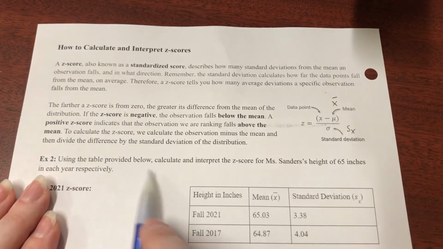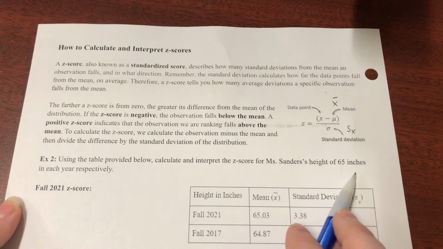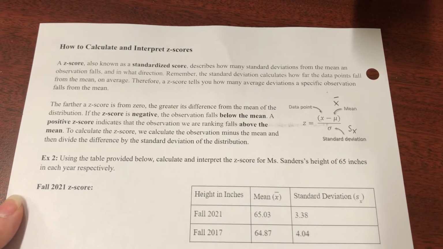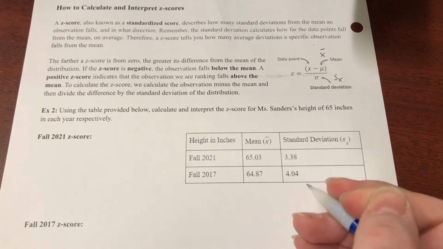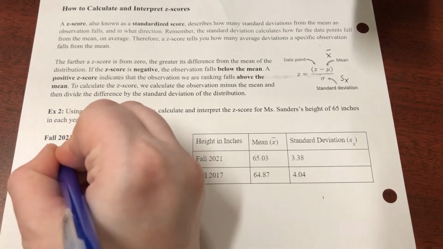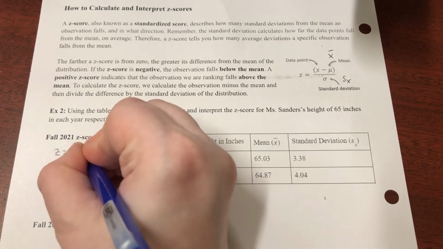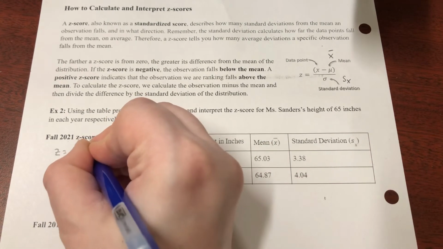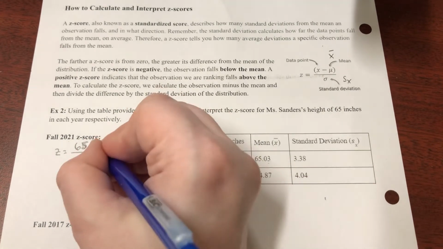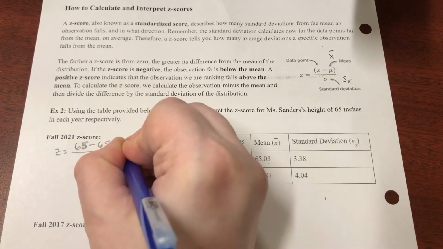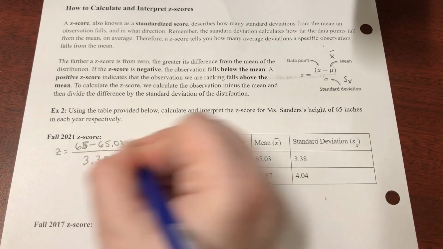So using the table provided below, we are going to calculate and interpret the z-score for my height of 65 inches in each year respectively. So fall 2021, my z-score is going to equal my height of 65 minus the mean, fall 2021 was 65.03, and then divided by a standard deviation of 3.38.